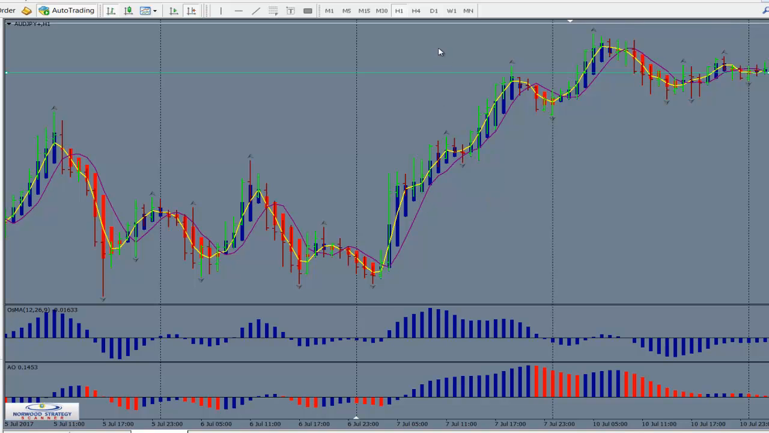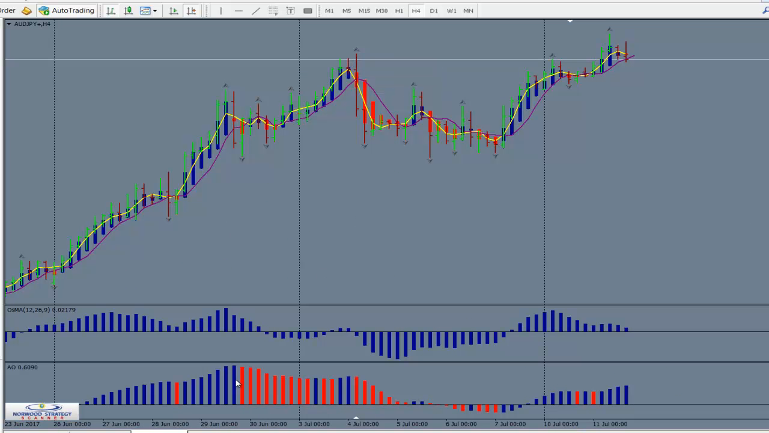Now, we talked about convergence, divergence, and congruence. That's telling you when the market is coming to an end. Price is going higher and the momentum is going lower. You know that the price is going to take a little retracement or a sideways movement. That's what the CDC tells us about.